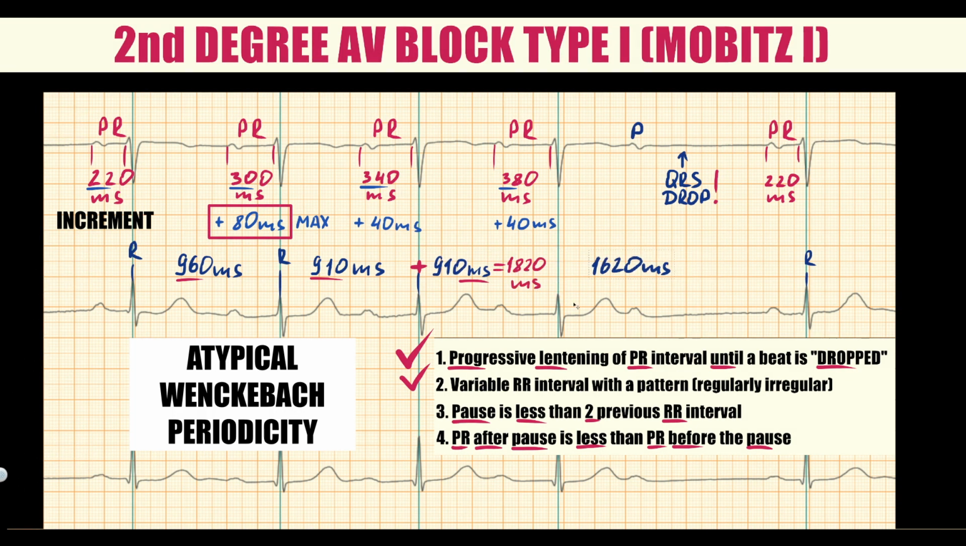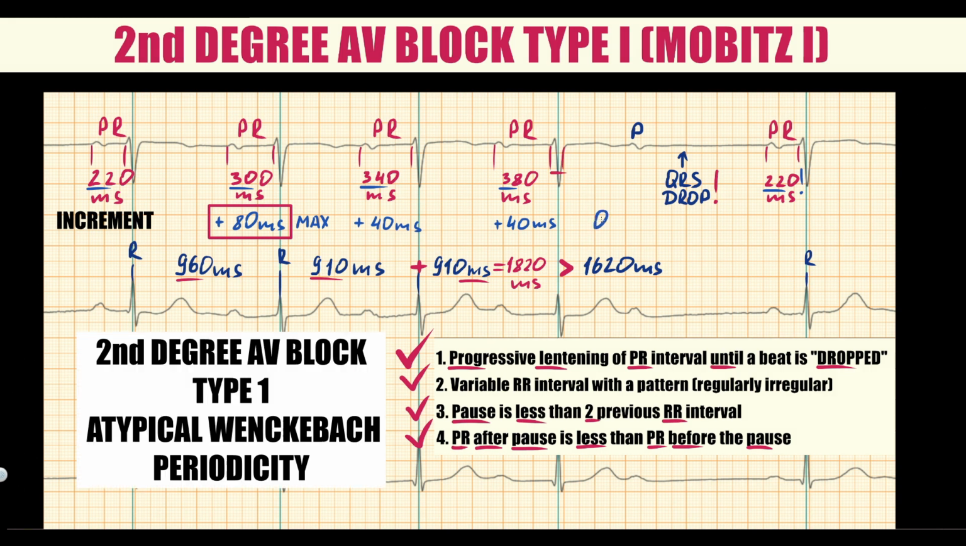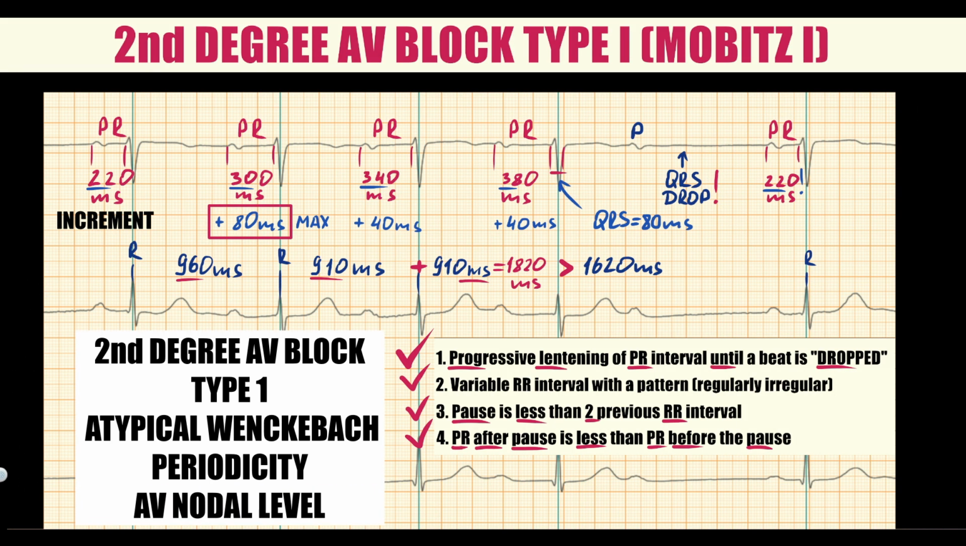Pause is less than 2 previous RR intervals. The third criteria is also present. PR interval after the pause is smaller than before the pause. So the last ECG criteria is present. The QRS complex is equal to 80 ms. That suggests the AV nodal level of block.